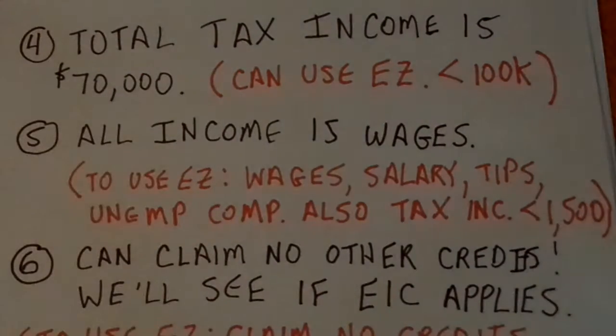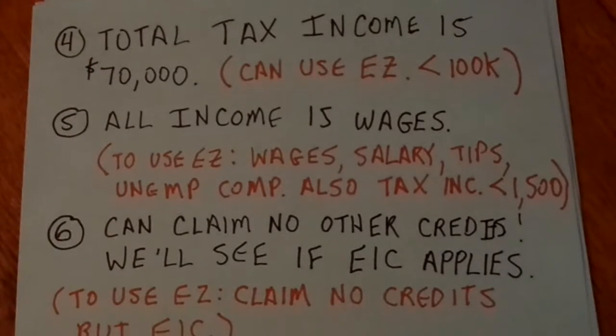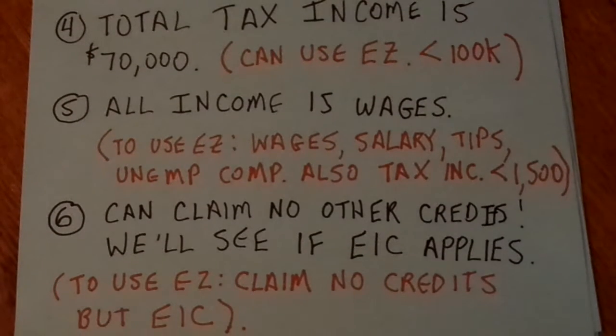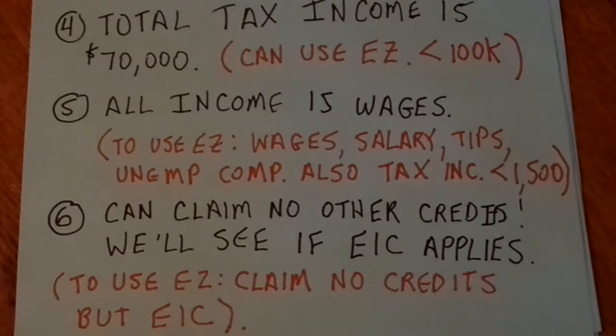All right, so here's a few more facts about their case. Their total taxable income is $70,000. And so this is okay. They still can use the Form 1040EZ because their taxable income is less than $100,000. All of their income is wages.